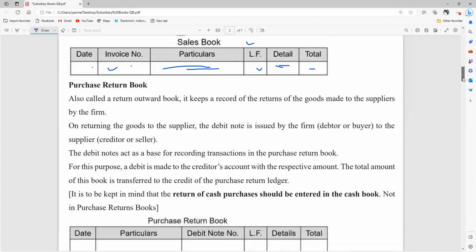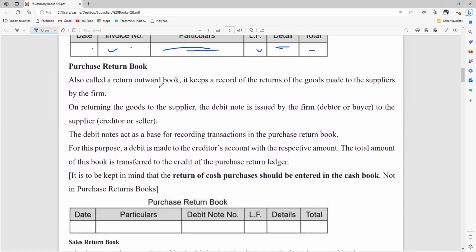Okay, next, purchases return book. Here, purchases return, also called return outward, means we had purchased the goods from Nitin, and we are returning them back to him, because of any reason. Now, it keeps a record of the returns of the goods made to the supplier by the firm. Whatever goods we have returned back to our suppliers, we are recording in a purchase return book.